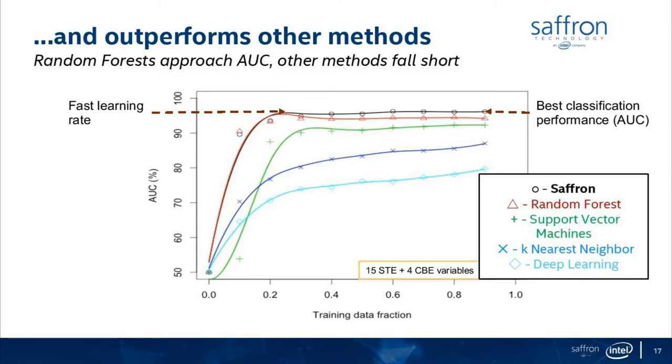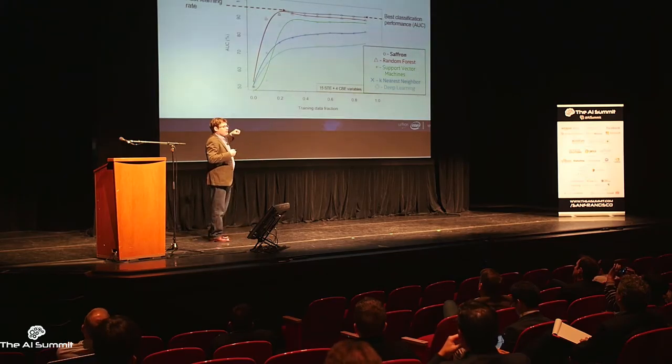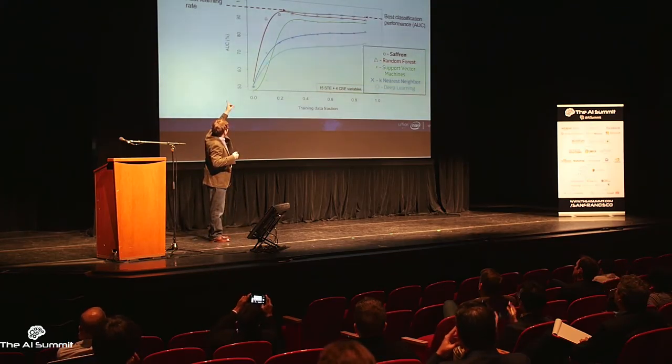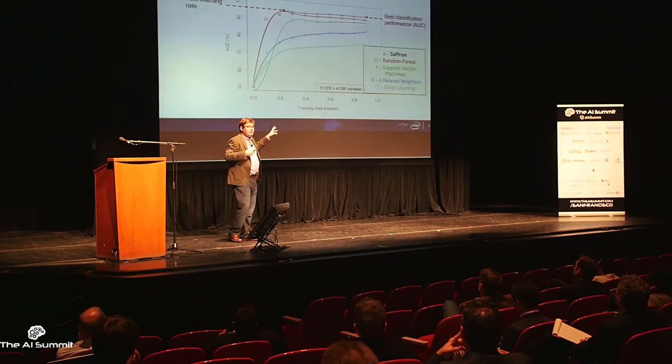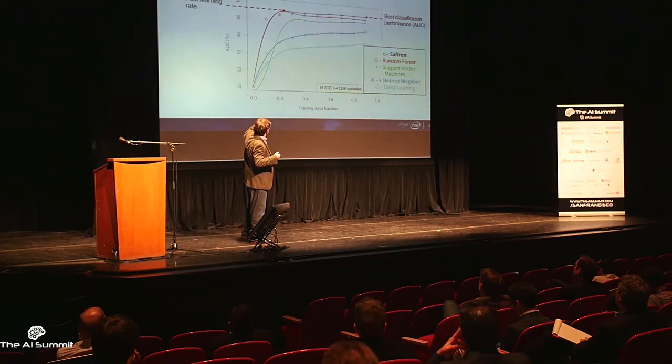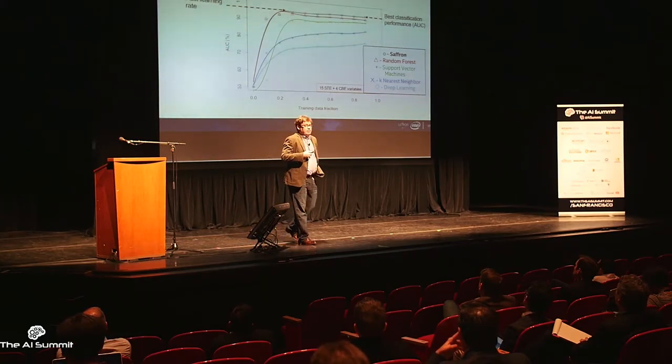The exciting thing about this is it's not just that it works, but it actually works better than some of the leading approaches in supervised learning at this point. That's not to say that we couldn't data engineer all these curves to look the same, but out of the box, Saffron, the top line in black, shows a fast learning rate and better performance as measured by AUC than, random forest comes pretty close, but definitely better than your typical deep learning implementation with DNNs.